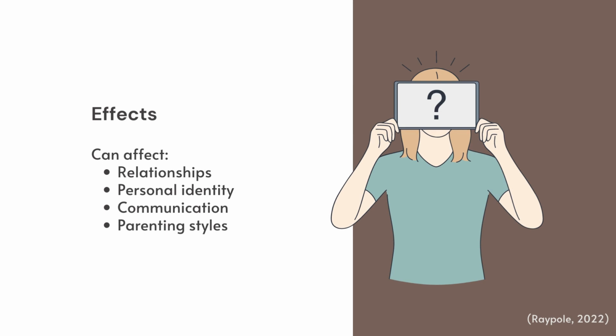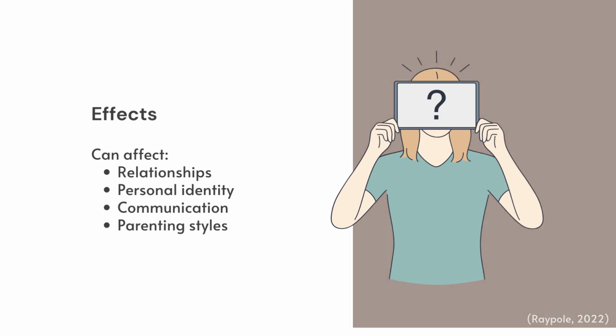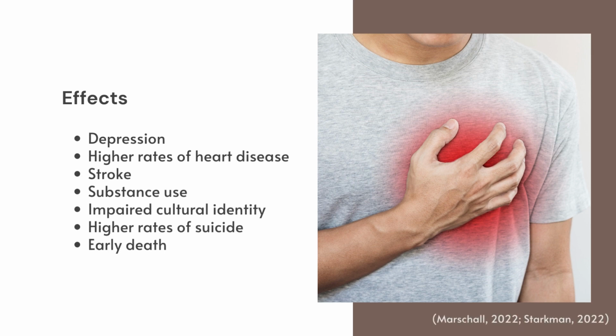Effects. Intergenerational trauma can affect relationships with family and partners, one's personal identity, communication, and parenting styles. In the long term, intergenerational trauma can lead to depression, higher rates of heart disease, stroke, substance use, impaired cultural identity, higher rates of suicide, and early death.